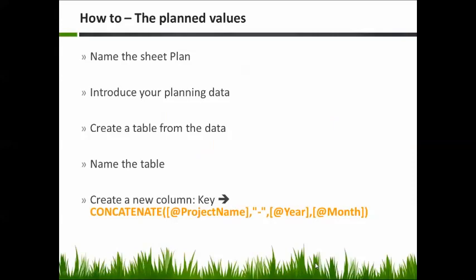Now that we went through the concept, let's get our hands dirty and create the planning solution. So the first step would be to bring into the file the planned values. For this, we will create a new sheet called plan. We will introduce here the planning data. We will make a table out of this planning data with a certain name, and we will create a special column which we will call the key column, and this key column will be calculated based on a formula.